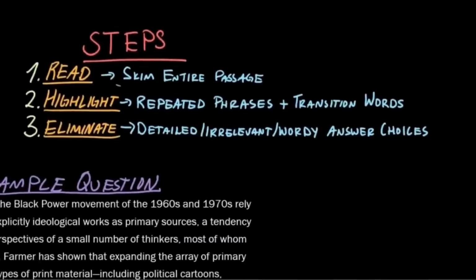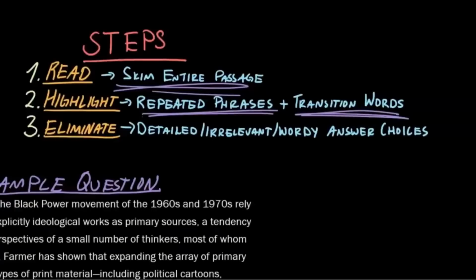So the first thing, you want to read the entire passage. Of course, you cannot know what a main idea is unless you've read the entire passage and you know what the main idea of the whole passage is. As you go through, you should highlight repeated phrases or transition words that indicate that something is being supported.